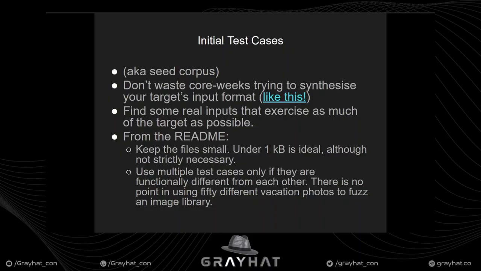So there's some guidance here from the AFL README. It suggests your corpus should consist of small files. It's just a speed thing. The smaller they are, the faster it will go, and the less there is to mutate. Only use the minimal set of test cases. Don't put in redundant files. More is not always better. More coverage is better, but more files is not necessarily better.